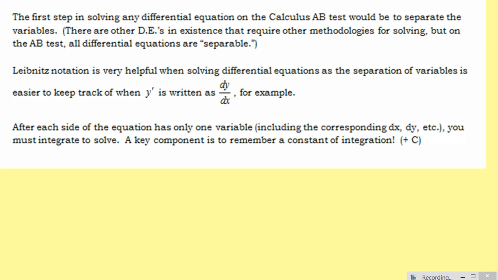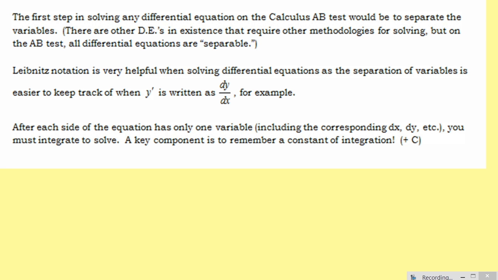However, in recent years, it has been a trend that solving a differential equation is one part of the free response. At least the last few years, that has been the case. So definitely anticipate seeing that.